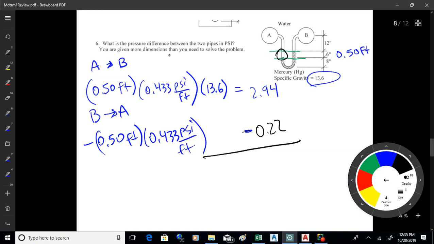So the difference is what we want. So that's 2.72 psi. A is stronger than B. It's got more pressure. So it's pushing that up towards B.